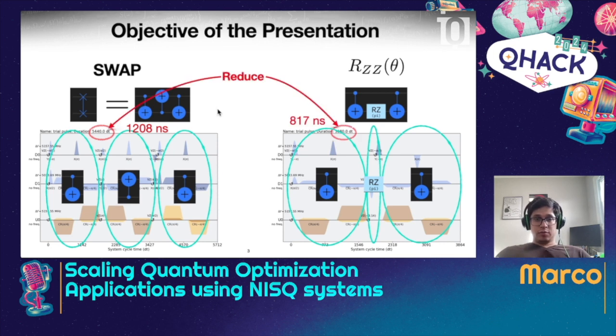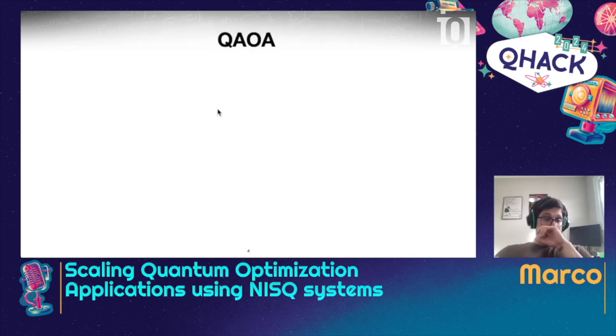This is now measured in nanoseconds. The dt has to do with how the device measures its units of time, but translated to nanoseconds, it's in these numbers. So the swap gate is 1200 nanoseconds, and the RCC gate is like 800 nanoseconds. We want to reduce this. The idea is that these two gates appear a lot in this QAOA algorithm.